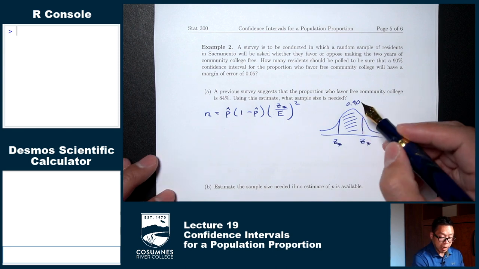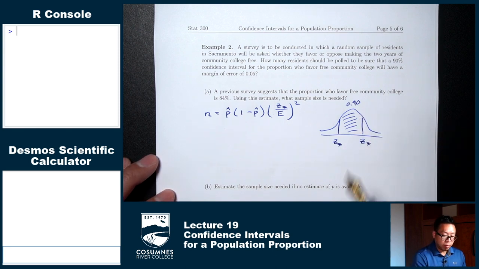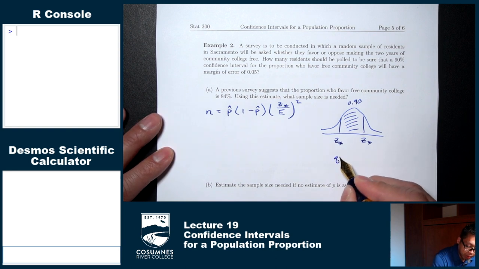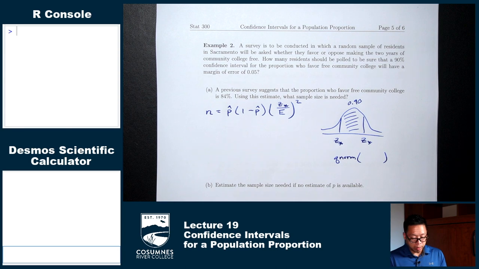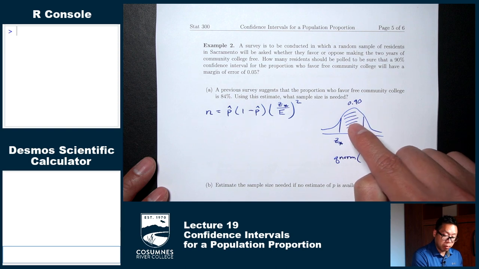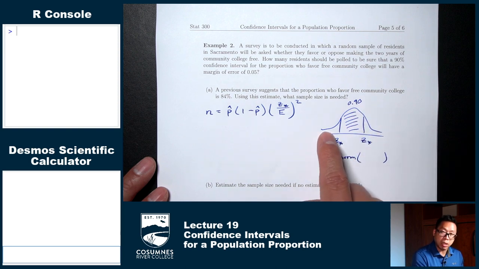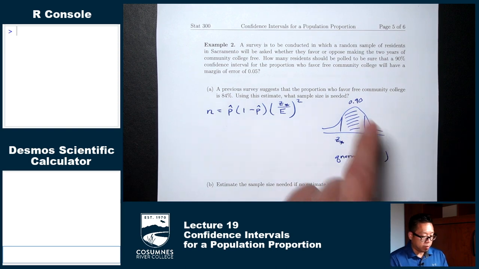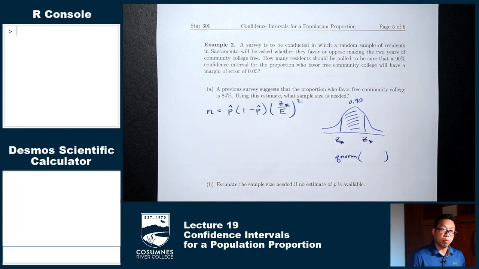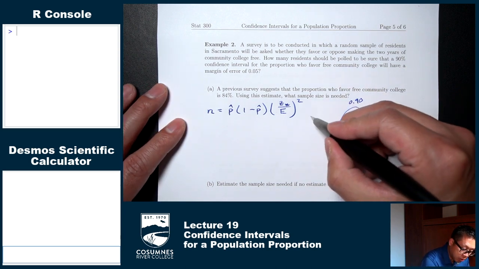that have an area of 0.90 in the middle. This is really an area to Z type question. For an area to Z, we do qnorm, and we feed it the left area. What's the left area here? It's not 0.90, because 0.90 is the area in the middle. So I want this unshaded part on the left here. So if 0.90 is the shaded area in the middle, if I do 1 minus, that should give me the unshaded part. So let's start off by doing 1 minus.